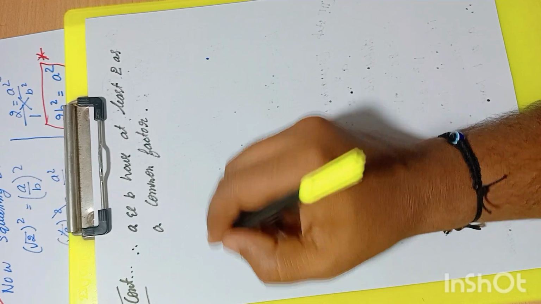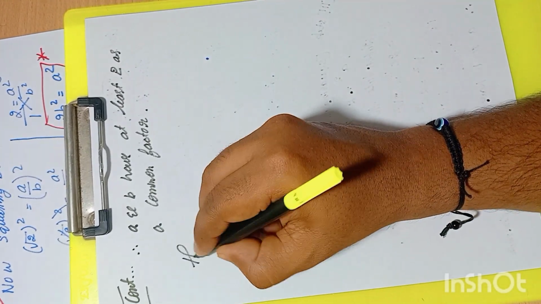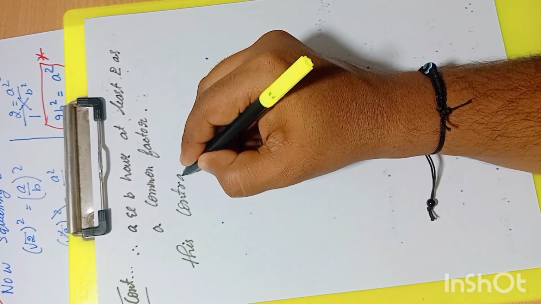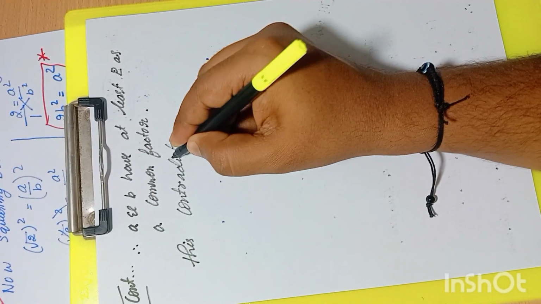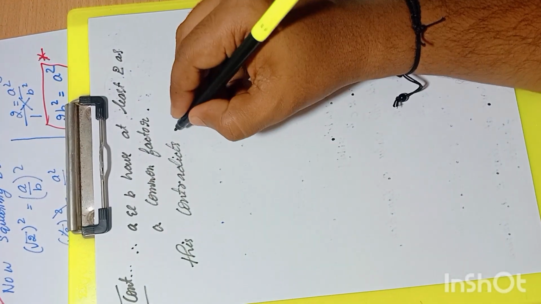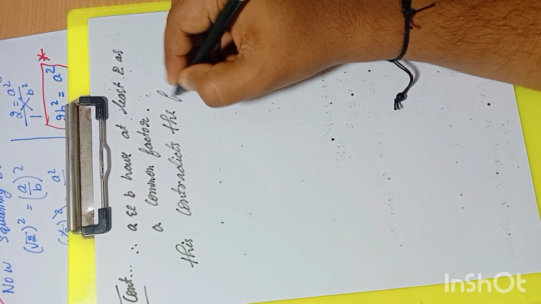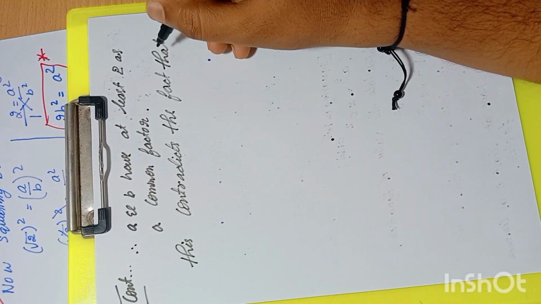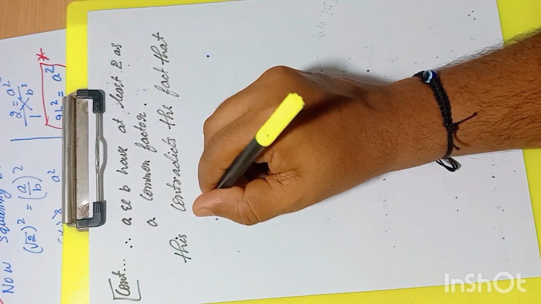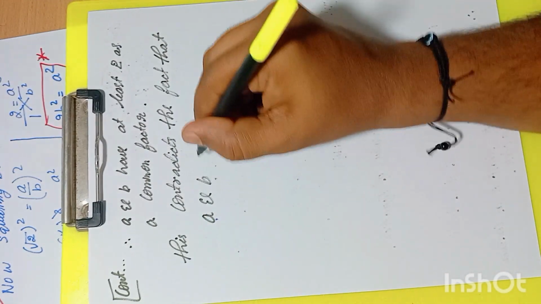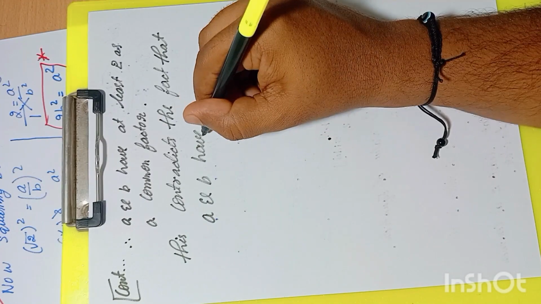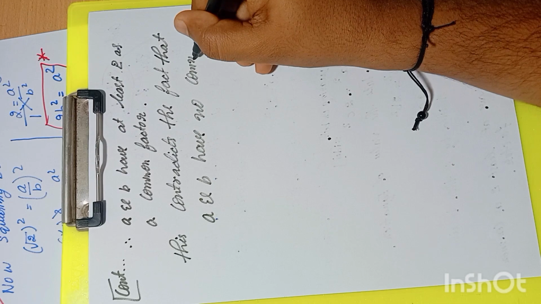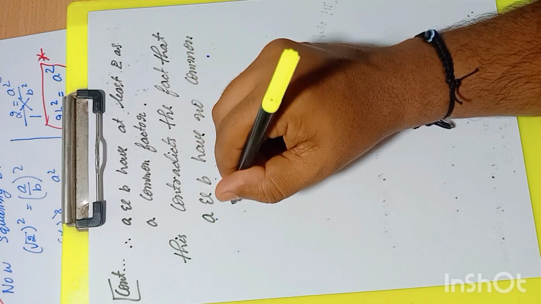So next, the contradiction. What we have taken early, the original question, is that root 2 is irrational, but we have contradicted it by assuming root 2 is rational. That one we are writing again. This contradicts the fact that a and b have no common factor. The contradiction we are taking is that a and b have no common factor other than 1.